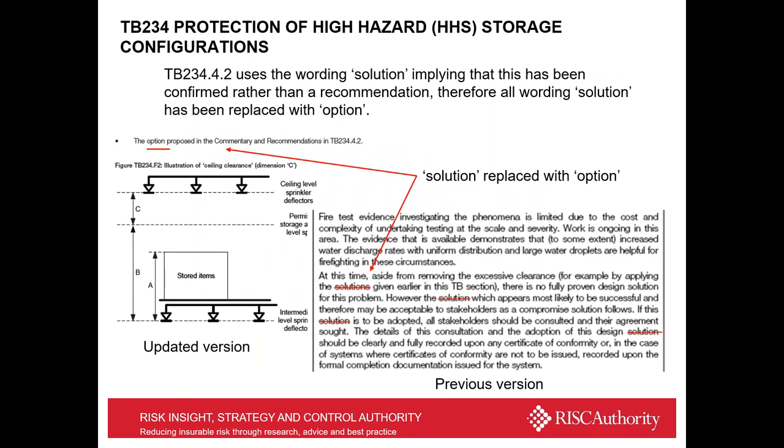Moving on from that, just following TB234 through, we've changed the wording solution in TB234 4.2 because a solution implies that this is a confirmed and tested means rather than a recommendation. So there's no change in terms of permitted storage height, excessive clearances. The wording solution has just been replaced with option because it is an option. It's a recommendation on how to protect it. It doesn't follow any testing either in the UK or internationally at this moment in time. It is an option to protect it that way.